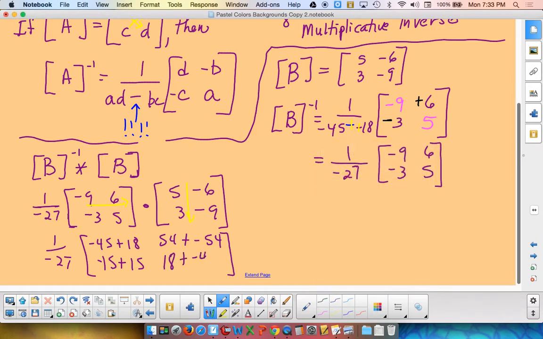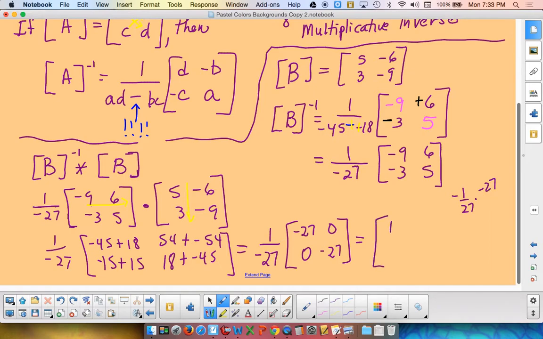And so if we finish this out, I have negative 1/27. If I add that up, look, I have negative 27, 0, 0, and negative 27. And what will happen at long last, you need to multiply the fraction in there. So you're taking negative 1/27 times negative 27. What happens when you take anything times its reciprocal? You get 1. You get a 0, you get a 0, and you get a 1. And ta-da! You have got the equivalent in matrix land of a 1.